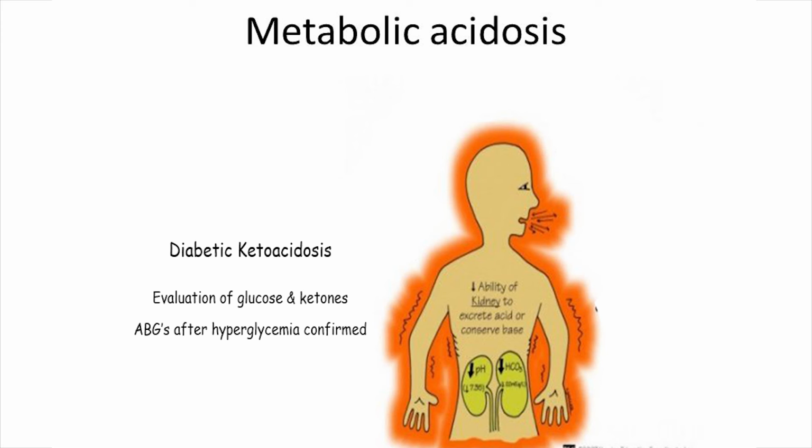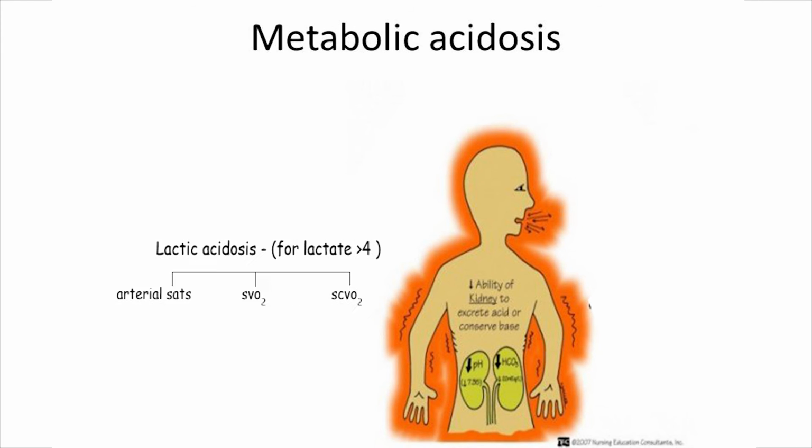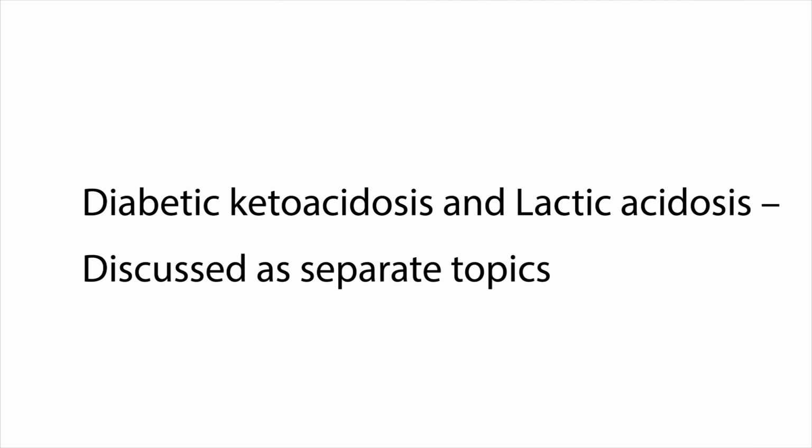ABGs are done promptly following confirmation of hyperglycemia to assess for diabetic ketoacidosis. With lactic acidosis, evaluation of tissue perfusion and oxygenation requires measurement and comparison of arterial saturation, SvO2 and ScVO2. For a lactate greater than 4, assessing perfusion and oxygen consumption at the cellular level is important. Both DKA and sepsis will be discussed at length as separate topics.